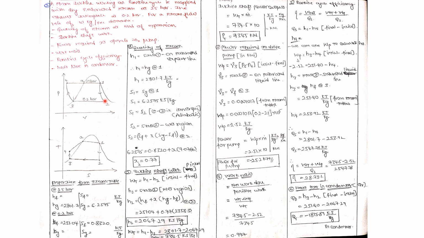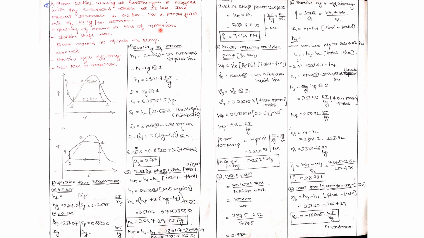That means the pressure at which the exhaust from the turbine comes is 0.2 bar, and that is even your condenser pressure also. Now, he has given the mass flow rate, that is, a steam flow rate of 10 kg/s. So, the following factors you have to determine. Number one is the quality of the steam at the end of the expansion.